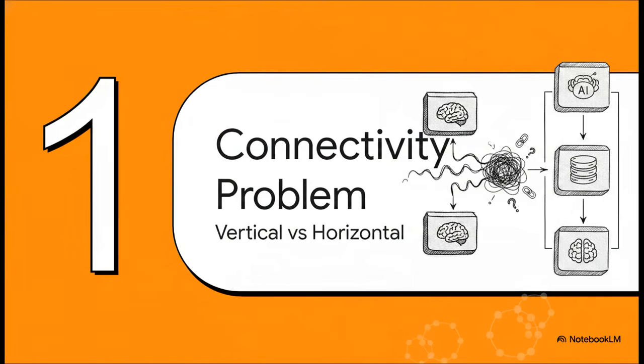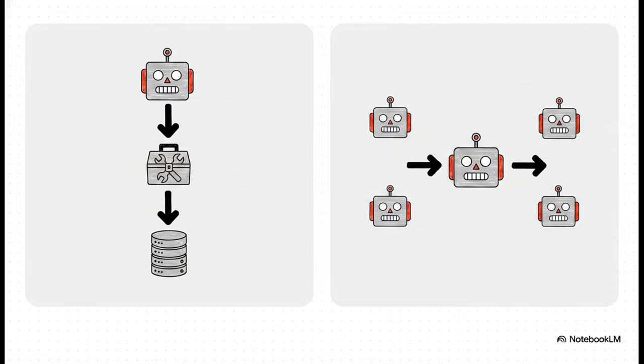Section 1. The connectivity problem, specifically vertical versus horizontal integration. We're going to see exactly why the old way of writing custom glue code for everything is officially broken. When we break down the fundamental differences, things get incredibly clear. Think of MCP as your vertical integration. It's literally how an agent reaches down to interact with external tools and data sources. But then you look at A2A, and that's all about horizontal integration, how an agent interacts sideways with other agents. If you remember one golden rule today, make it this. MCP connects an AI to its tools, while A2A connects an AI to its team.